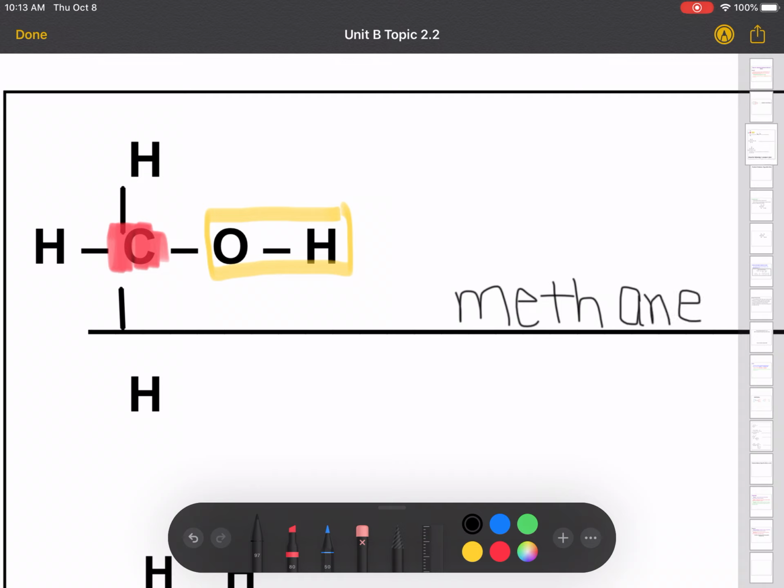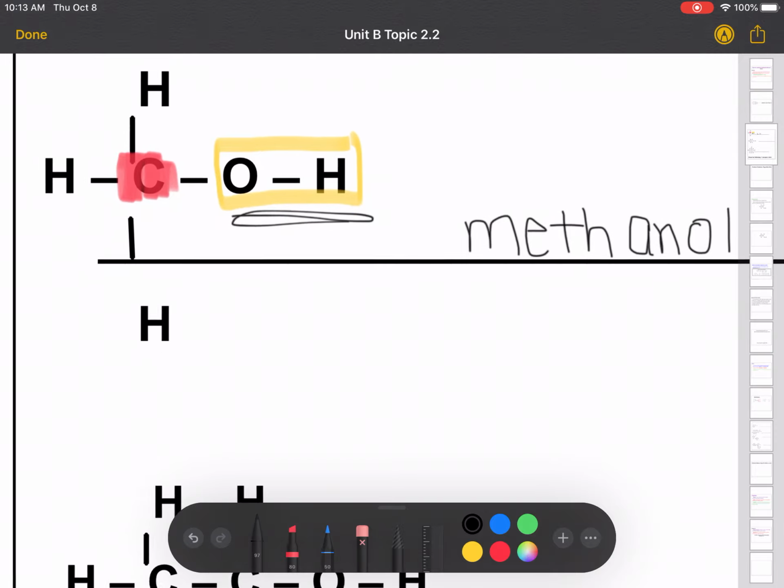And then we're going to change that ending. So that methane is going to lose the E and add an OL. This OL is going to tell us that it has this functional group, which is the OH. So that would become methanol. We don't have to say where the O is because there's only one carbon, so it can only go on the number one.